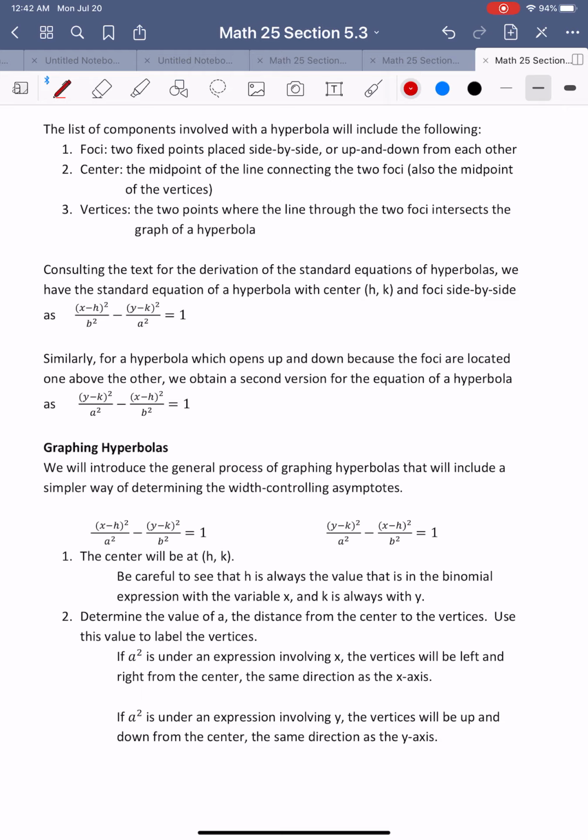Okay, so something is wrong here. Sorry about that. This must be a squared, and this must be b squared. What am I doing here? a squared is always the positive term.